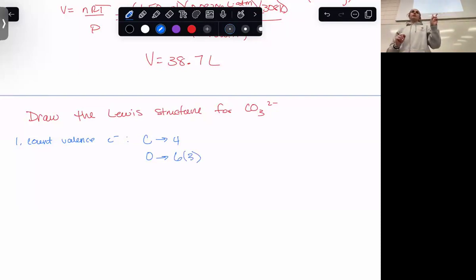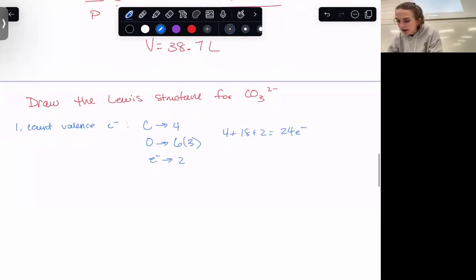Good, we have a 2 minus on our ion. That means we need 2 extra electrons. So we'll have 4 plus 18 plus 2, and we end up with 24 valence electrons. What's our second step in drawing a Lewis structure? Good, and what's going to be our central atom here?